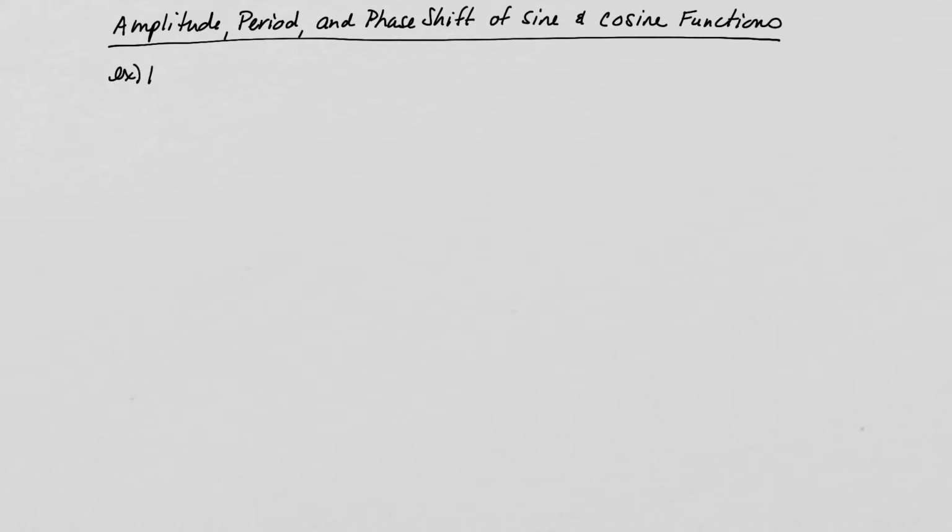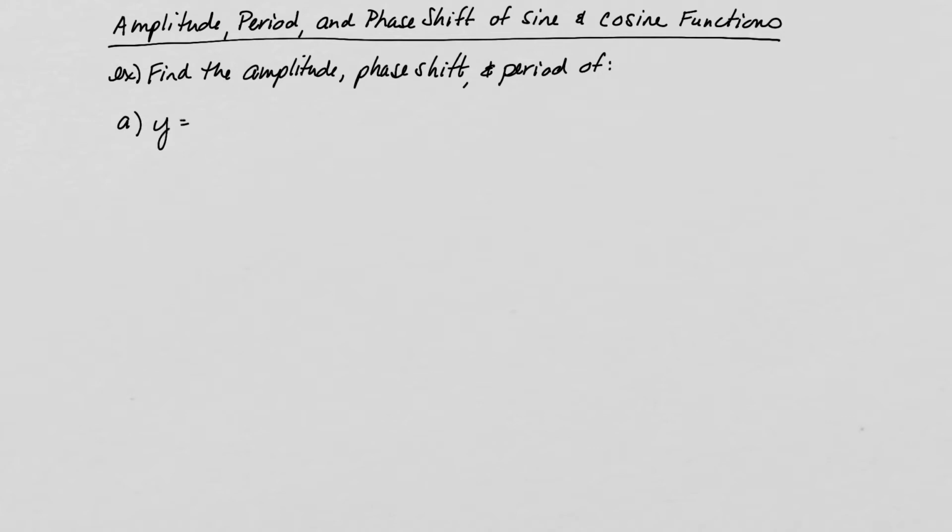So, for example, find the amplitude, phase shift, and period of, so the first problem here we're going to do is y equals 4 sine (2x minus pi over 3) plus 1. Okay, so the amplitude.